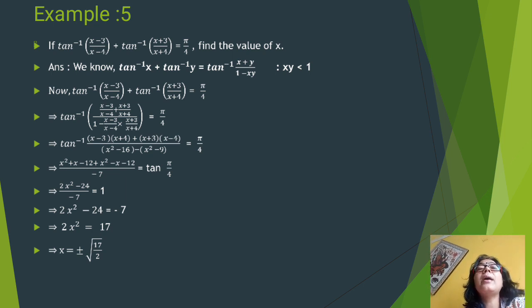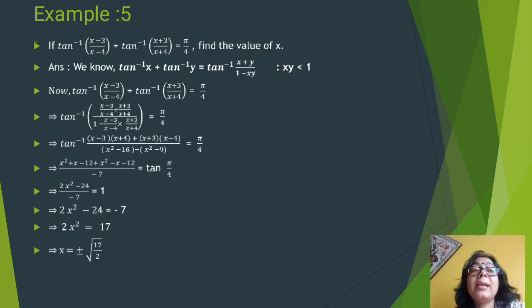So according to that formula, tan inverse, in numerator it is coming after a little bit of calculation, x minus 3 into x plus 4 plus x plus 3 into x minus 4, and denominator x square minus 16 minus x square minus 9 in bracket is equal to pi by 4. So here tan inverse of this equals pi by 4. So this whole part is equal to tan pi by 4, which is 1. So after calculation we are getting 2x square is equal to 17. So x is equal to plus minus under root 17 by 2.